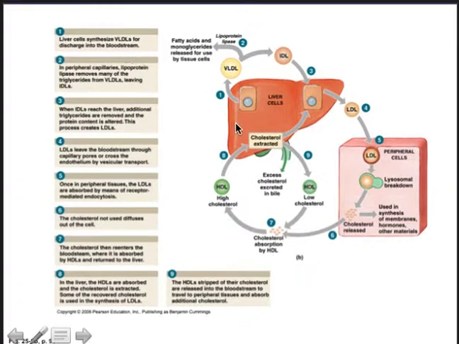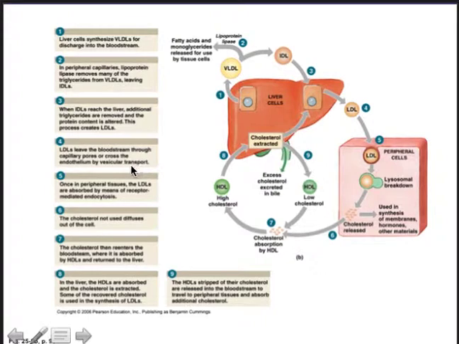So what we're doing here is we're breaking down fat. In peripheral tissues, capillaries, lipoprotein lipase removes many of the triglycerides from the VLDLs, leaving them as IDLs. What this means is that we're breaking down fat, forming these IDLs. When IDLs reach the liver, additional triglycerides are removed and the protein content is altered, and this produces LDLs. So from IDL to LDL.